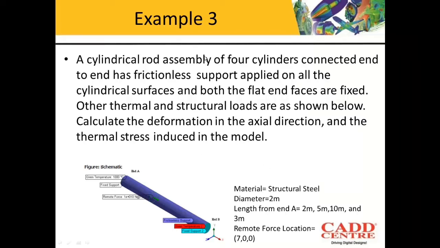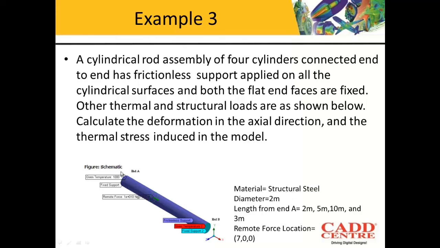Okay. Now let us look at the next example for thermal stresses. We have a cylindrical rod assembly of 4 cylinders connected end to end, has frictionless support applied on all the cylindrical surfaces, and both the flat end faces are fixed, as you can see over here in the image. Thermal and structural loads are shown below. So you can see all the loads that are acting on the body, thermal plus the structural loads. We can also see the dimension properties of the rods, and the material information is also given over here.